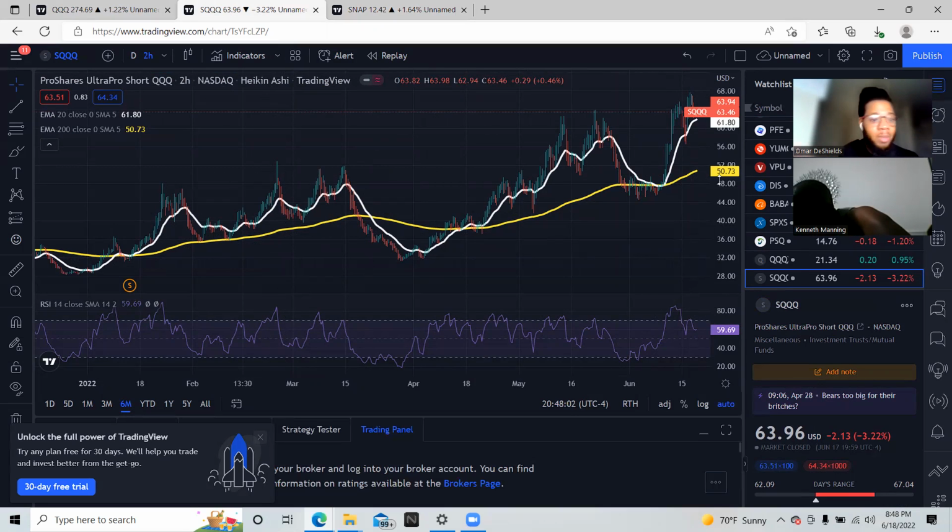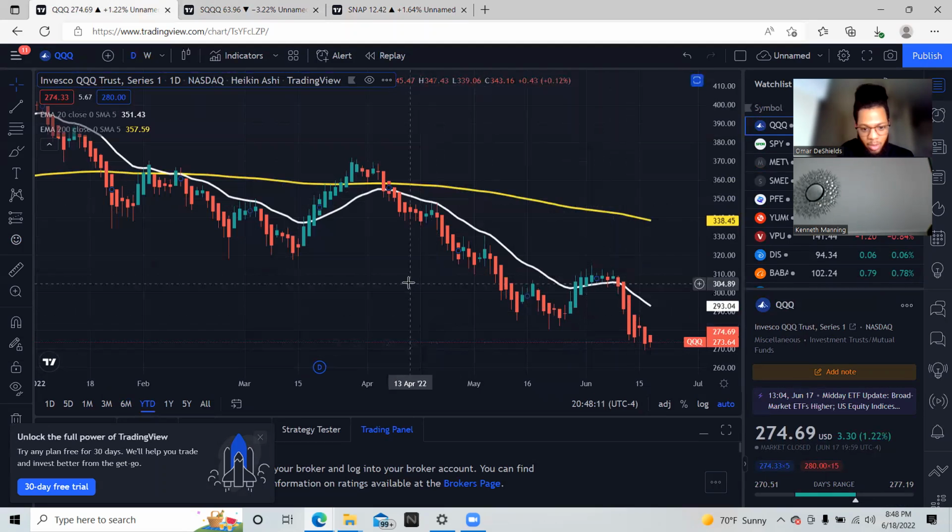But all isn't lost, because we're still in the same predicament we're in now. QQQ is even worse now. It's still going down, based off the chart that we can see. So yeah, it's still a good time to buy SQQQ.